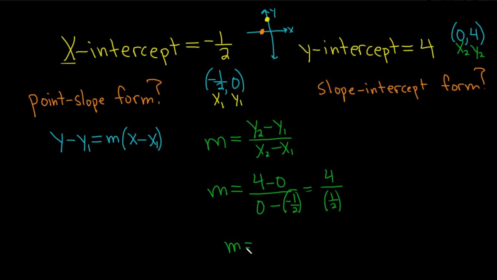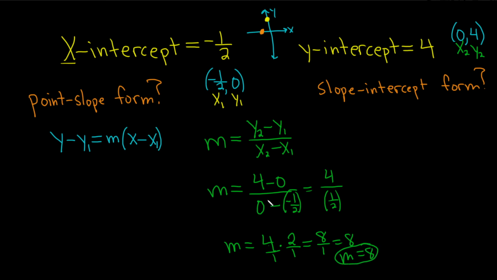So whenever you have 4 and you divide it by 1/2, you're basically multiplying by the reciprocal. So it's 4 times the reciprocal of 1/2, which is 2 over 1. And this is really 4 over 1, so 4 times 2 is 8. 1 times 1 is 1, so you just get 8. So our slope is 8.